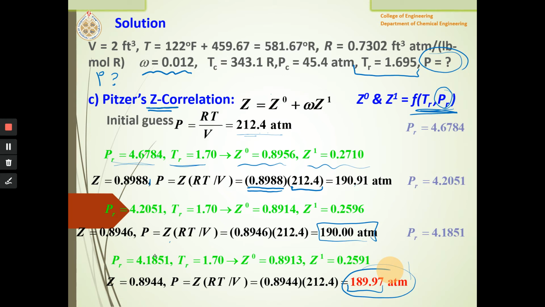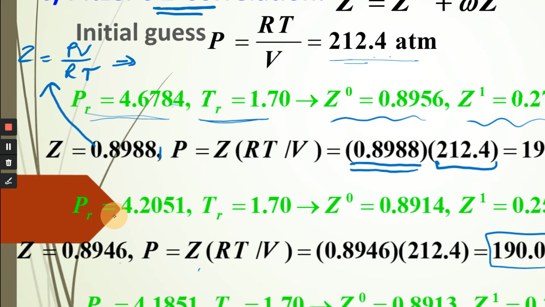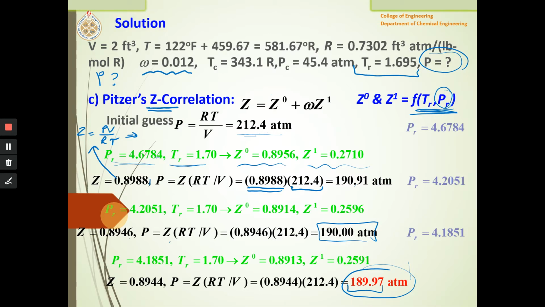Okay, I will repeat here. According to the definition, Z is equal to PV over RT. Oh, sorry, you are asking for Z specifically. To get the Z, it is Z equal to Z naught plus omega Z1. This is the Pitzer correlation for the compressibility. So Z naught I have, Z1 I have, omega is 0.012, then I can get Z. As easy as this. Okay, Mariam, clear?